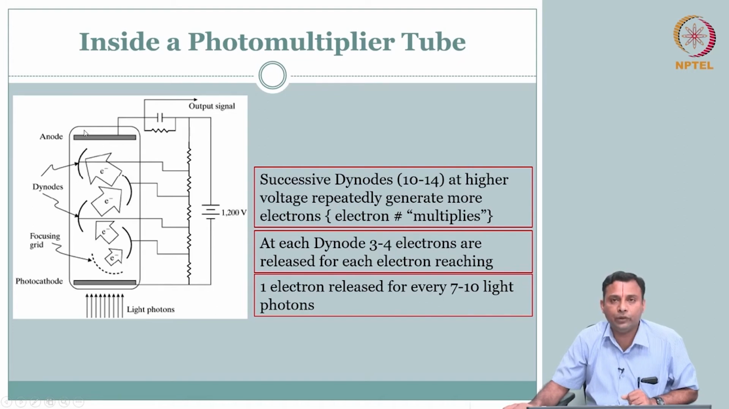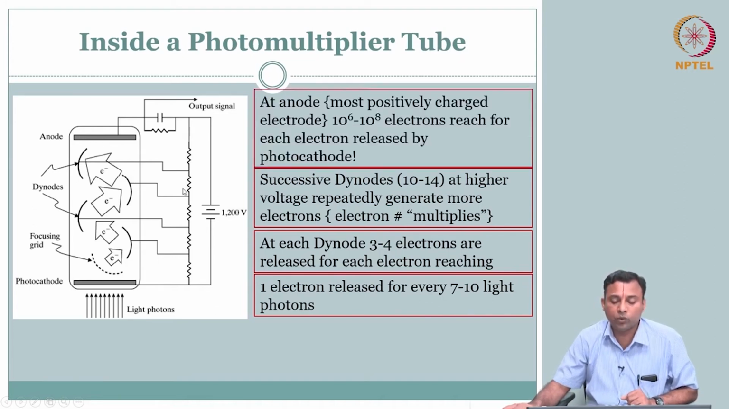Finally you come to the anode. The anode is at the highest voltage, the most positively charged. Since it is multiplied each time, you eventually get about 10 to the power 6 to 10 to the power 8 electrons for each electron that was released at the photocathode. That is why it is a photomultiplier. So now you see the signal is actually amplified, and this is now a voltage signal.